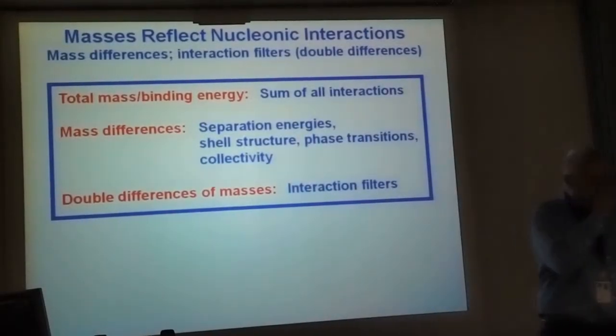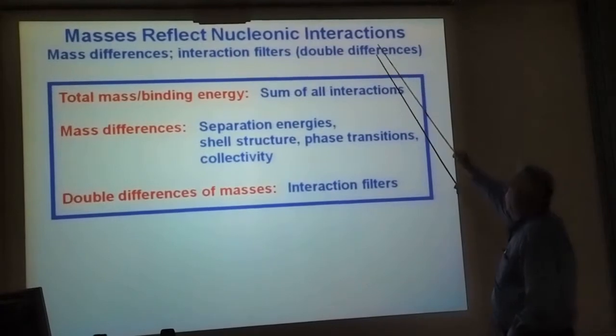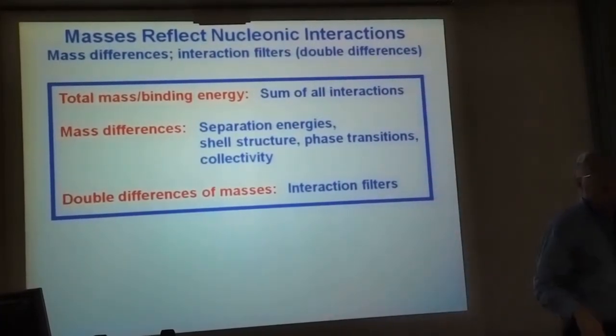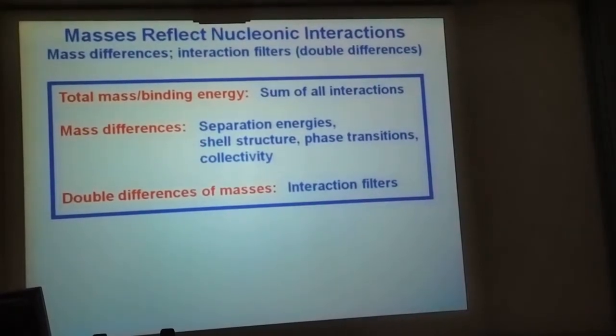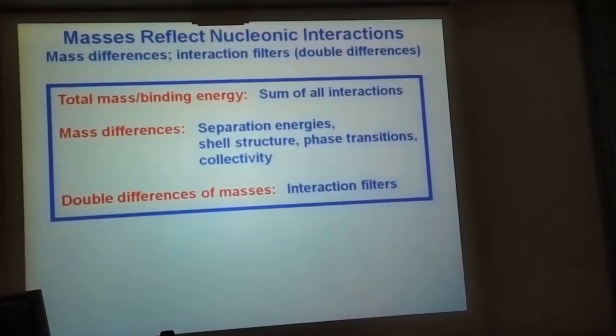Masses. Let's see what we can learn about nuclei from some simple ideas about masses. As I said, they reflect all interactions. Now, the mass of a nucleus, roughly speaking, is the sum of the masses of the protons and neutrons. A proton or neutron weighs about a GeV, right? Mass of a proton is 931 MeV or so. Call that a GeV.